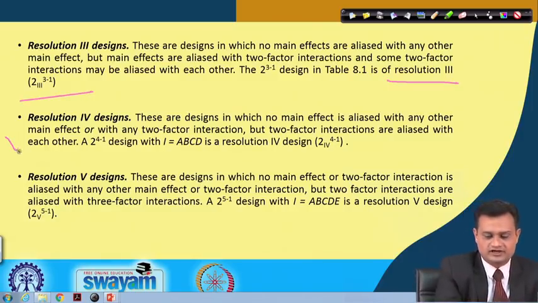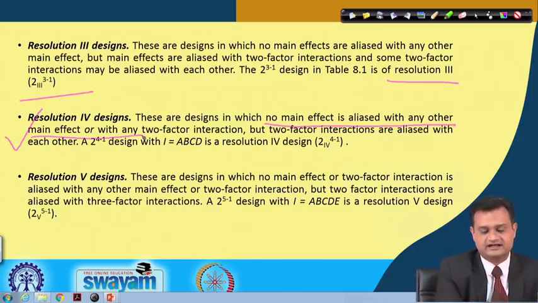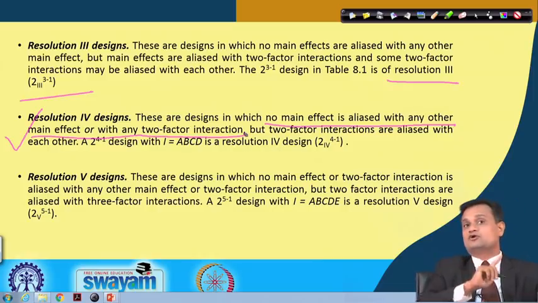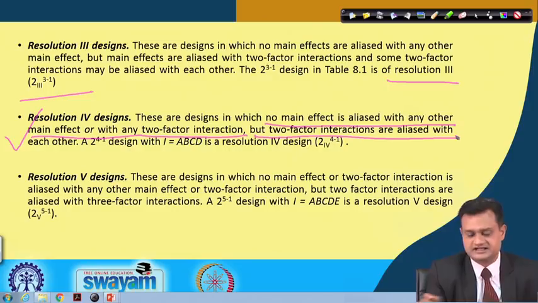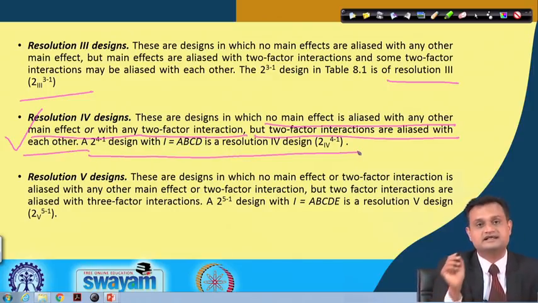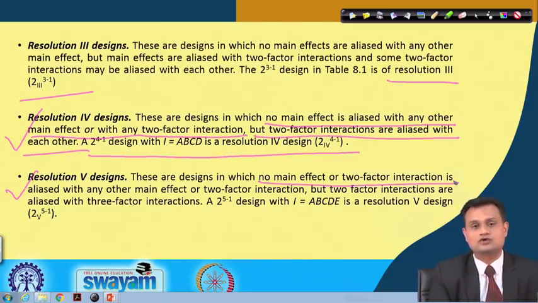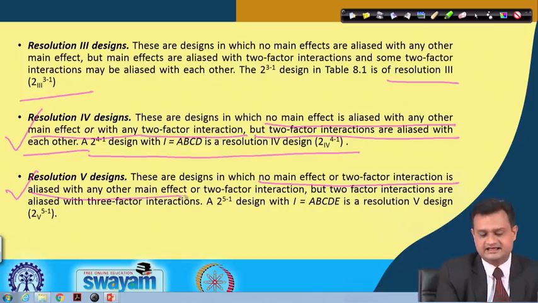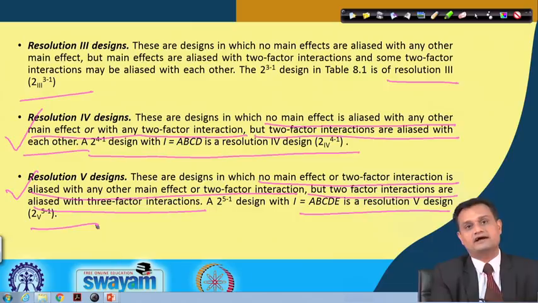Similarly, for resolution 4 design, the condition is that no main effect is aliased with any other main effect or with any 2 factor interaction. Even so, 2 factor interactions are aliased with each other. This is expressed as resolution 4 design. For resolution 5 design, no main effect or 2 factor interaction is aliased with any other main effect or 2 factor interaction, but 2 factor interactions are aliased with 3 factor interactions, and this is called resolution 5 design.